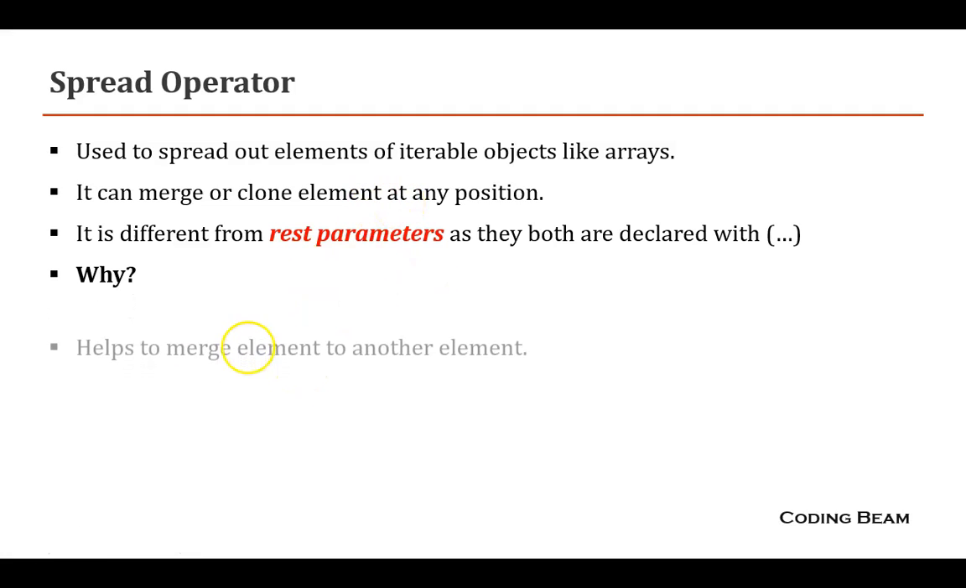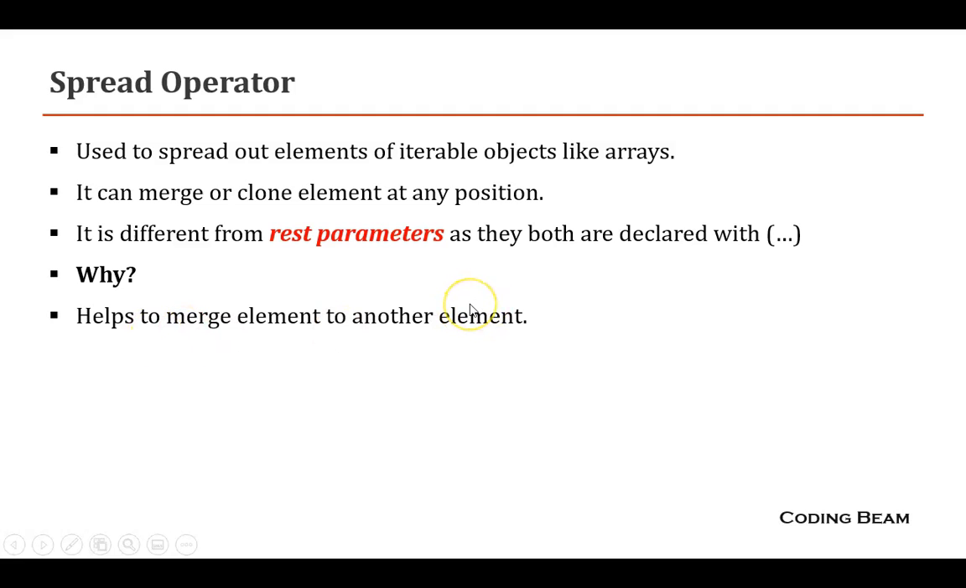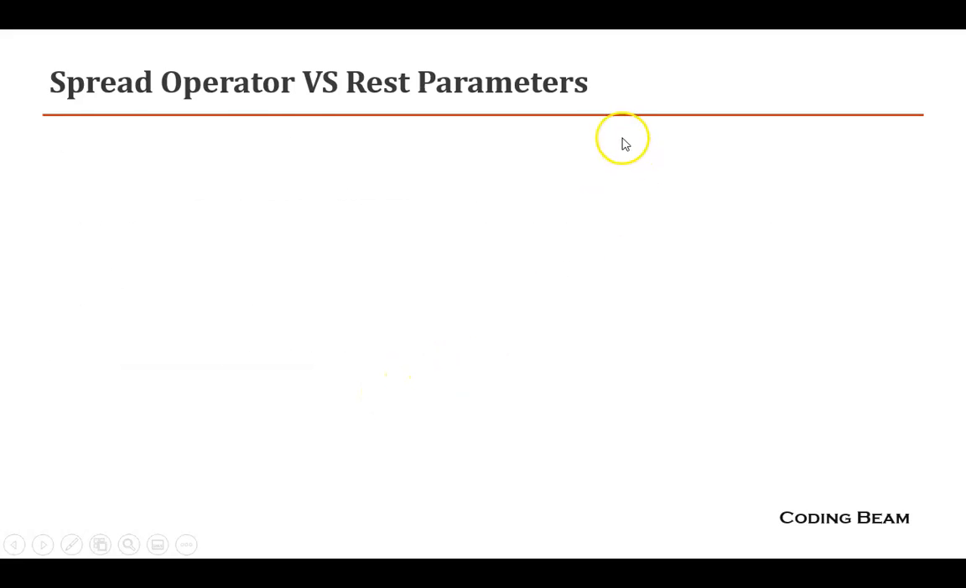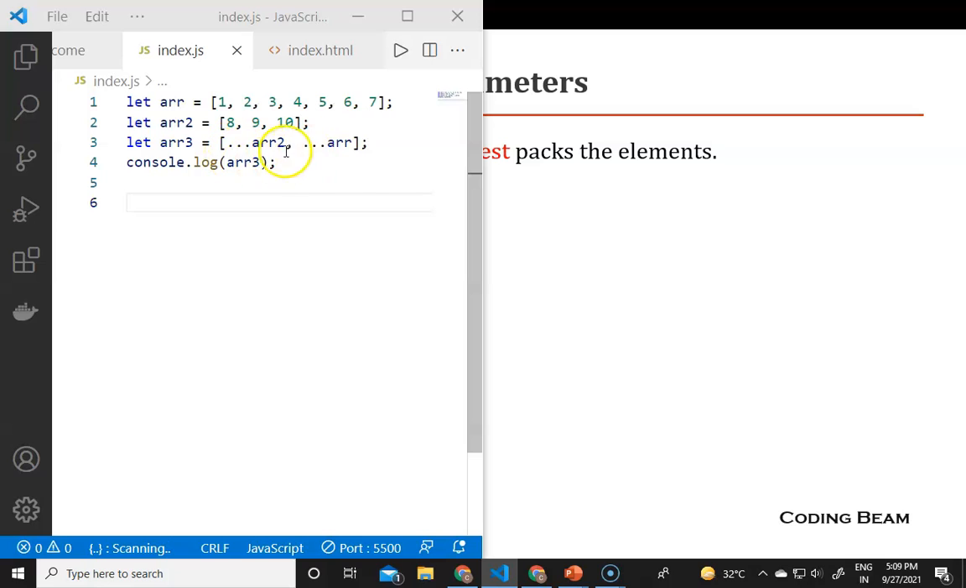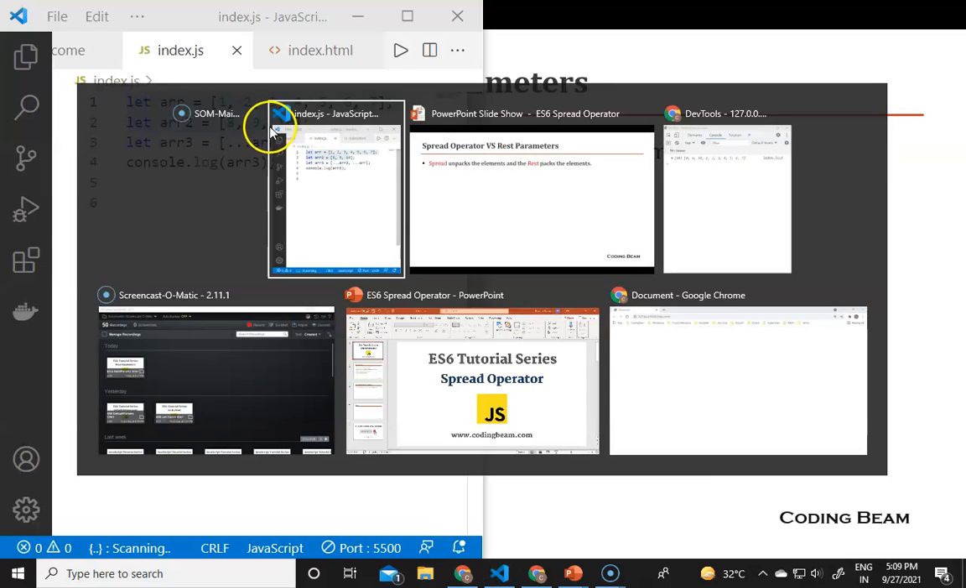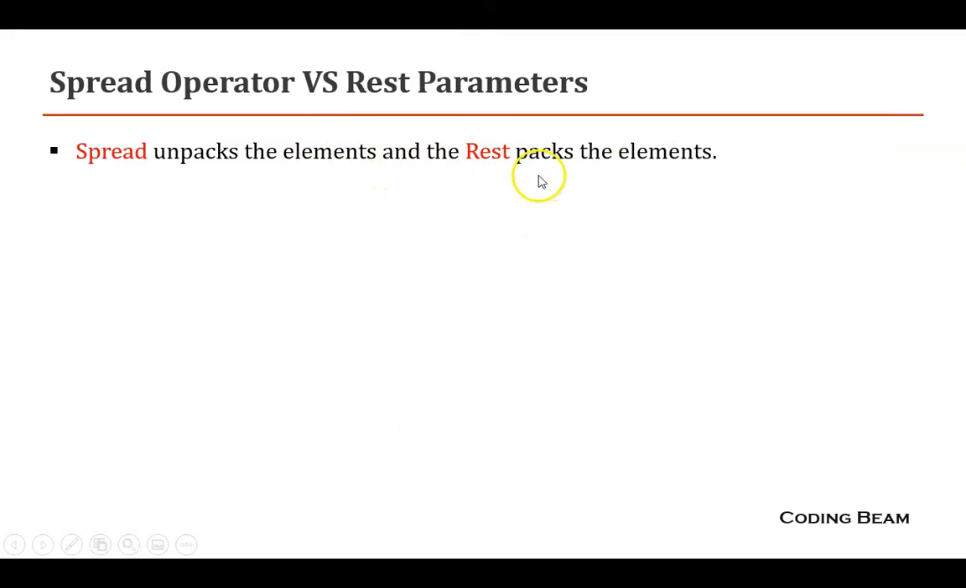So why do we need the spread operator? It helps us to merge elements into another array, and it helps us to add elements dynamically. About the differences between the spread operator and the rest parameters: spread unpacks the elements and rest packs the elements. We have seen in the example that the spread operator unpacks the elements, like here arr2 is unpacked into arr3 from arr and arr2. And the rest will pack the elements.